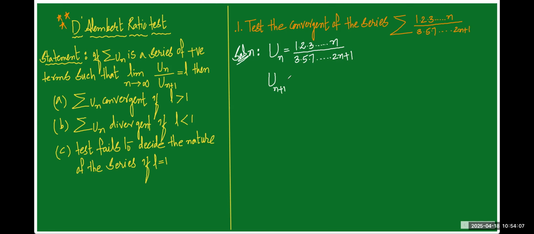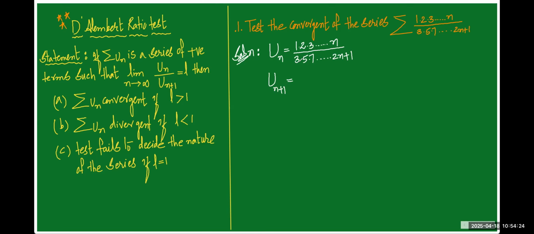We don't have the concept of vn here. How to get the value of un plus 1? un plus 1 means the next term. For example, I will give you 1. After that the next term is 2. Next term is 3. What is the next term of n? That is nothing but n plus 1.